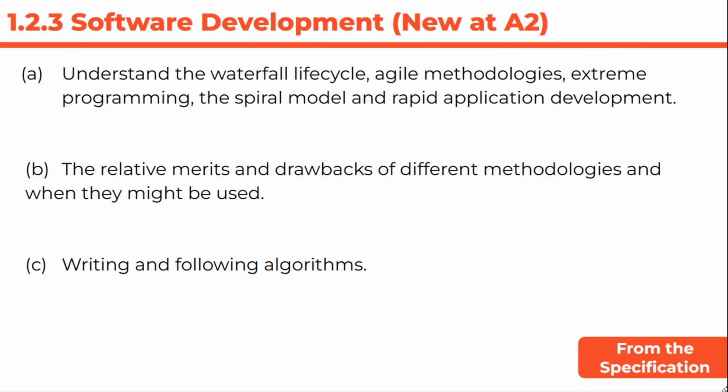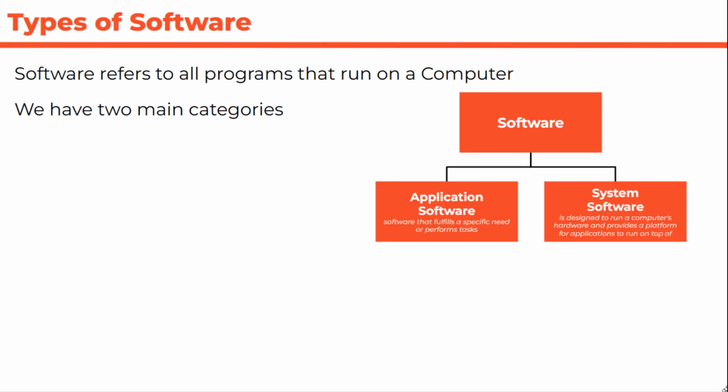In this video we're going to look at understanding the waterfall life cycle, some agile methodologies, extreme programming and the spiral model, as well as RAD or rapid application development. We're also going to look at the merits and drawbacks of different methodologies and when they might actually be used. And then finally, writing and following algorithms, which is probably one of the most vague things they can ever put on a specification, but we're going to look at it anyway. So let's jump straight in.